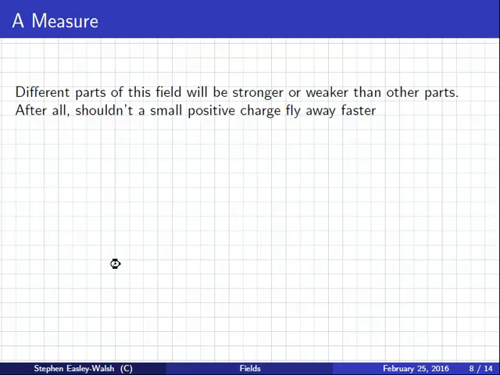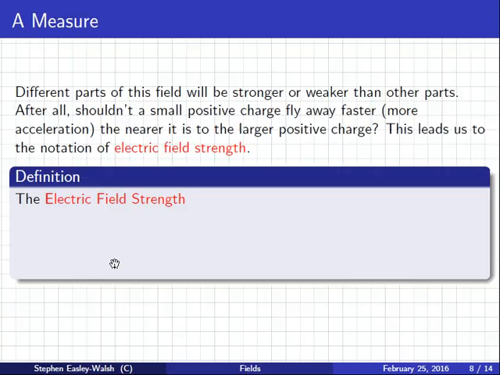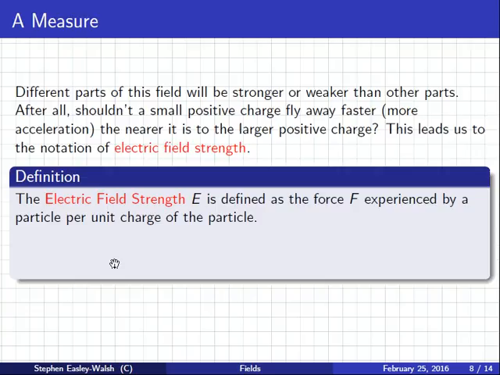We call this electric field strength, how strong the field is. So what is the definition of electric field strength? Obviously the name suggests it's how strong the field is, but how do we define it exactly? We say the electric field strength, E, is defined as the force per unit charge. In other words, as a formula, the strength is the force experienced divided by the charge. So it's a force per charge term, newtons per coulomb.